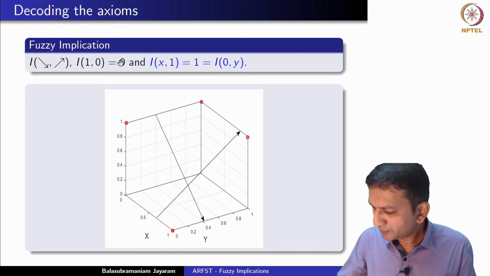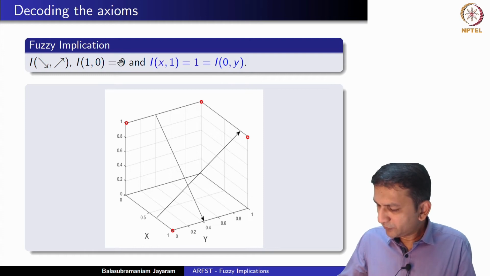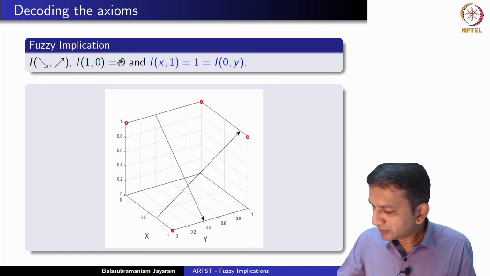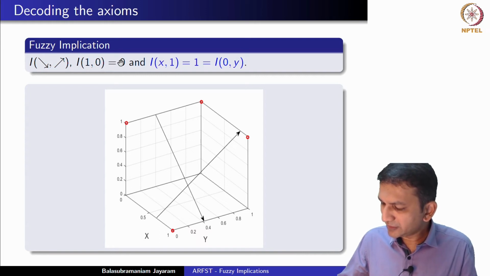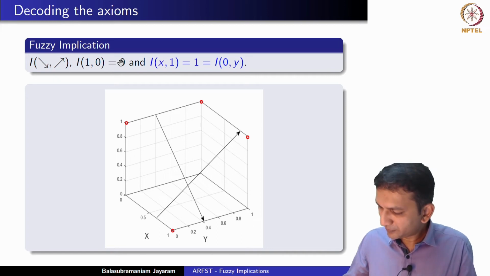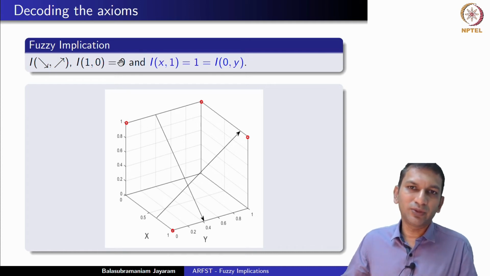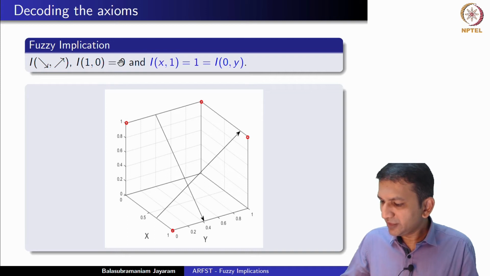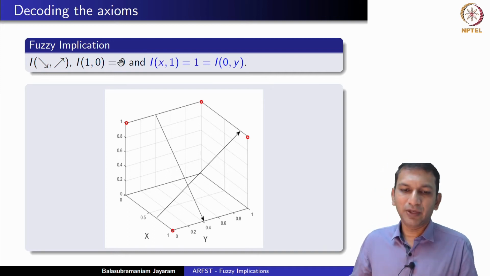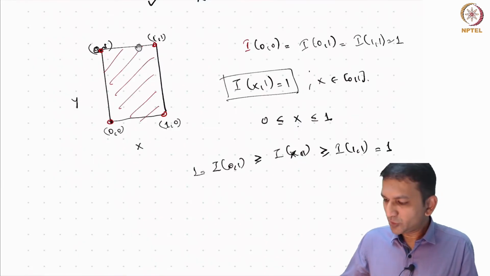Now let's look at I of x, 1. Since x belongs to 0, 1, we know that 0 is less than or equal to x, which is less than or equal to 1. If you take I of x, 1, we know that I is decreasing in the first variable, which means I of x, 1 is greater than or equal to I of 1, 1, because 1 is bigger than x. But this is equal to 1. And we know that the function I itself is from the unit square to 0, 1, so nothing can be greater than 1. But if you would want, you could also bound it like this, which is 1. So from here it is clear that I of x, 1 is equal to 1 for every x element of 0, 1. So this is what we have seen here.